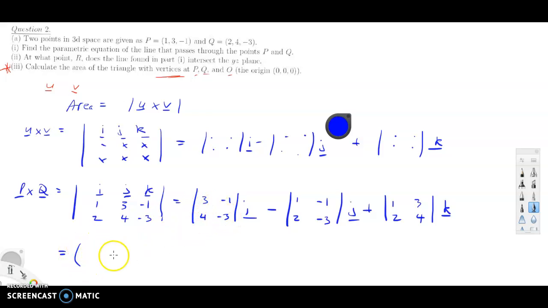And then we'll work out these 3 bits, so we'll have a big bracket here. That'll be 3 times minus 3. So you have to be careful with your signs here. Minus the product of the other diagonal. So that's going to be 4 times minus 1. Close your bracket. That'll all boil down to give you the I component. Minus, open another bracket. The product, we're going to have 1 times minus 3 minus 2 times minus 1. Close the bracket. That's our J component.